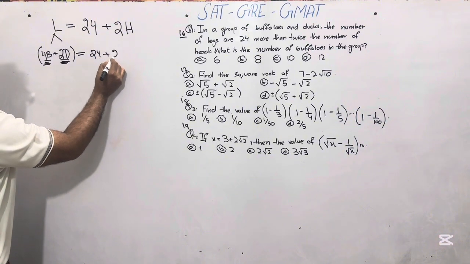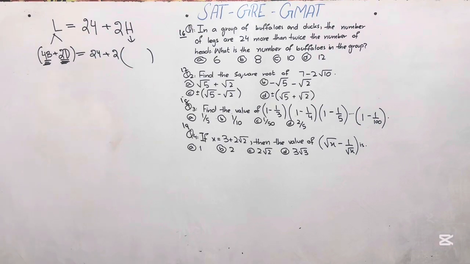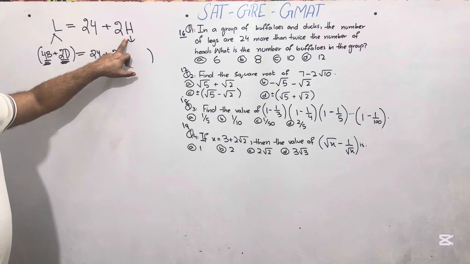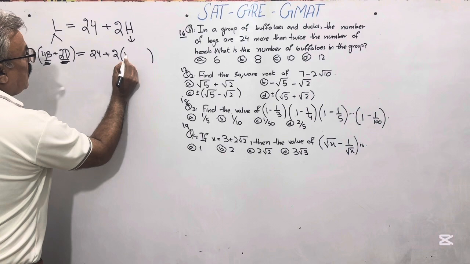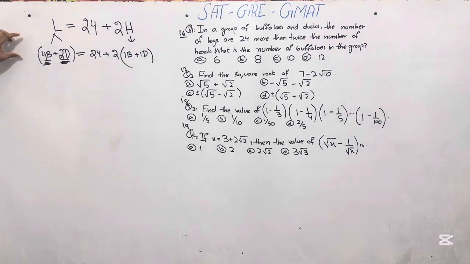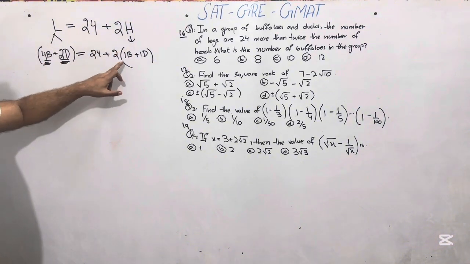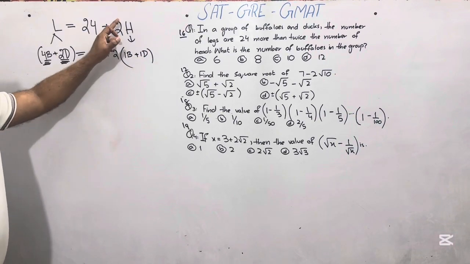Now the heads: 24 plus twice the heads. In case of buffalo or duck, both have a single head. So heads are 1B plus 1D. That is the science behind it: for legs, buffalo has 4 while duck has 2, and for heads, buffalo has 1 as well as duck has 1.